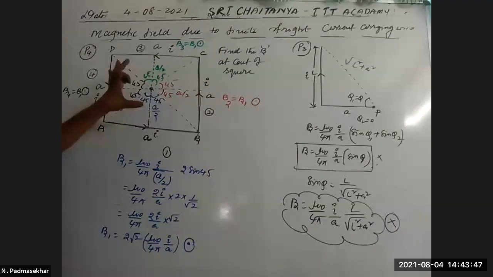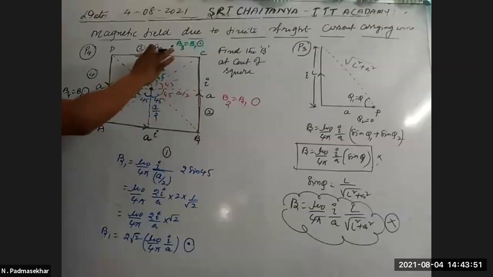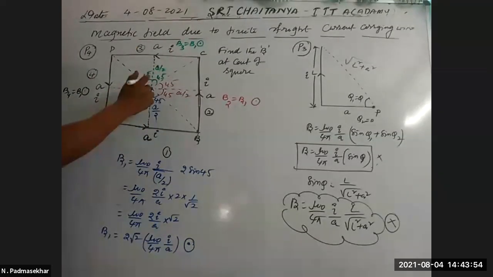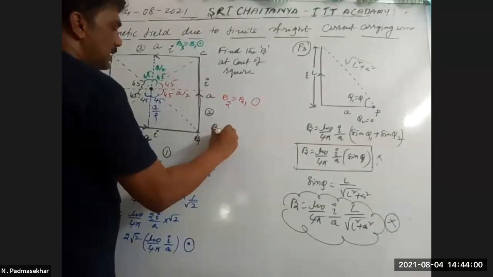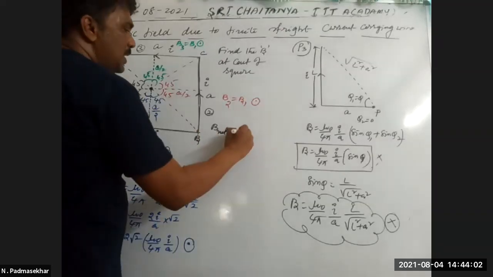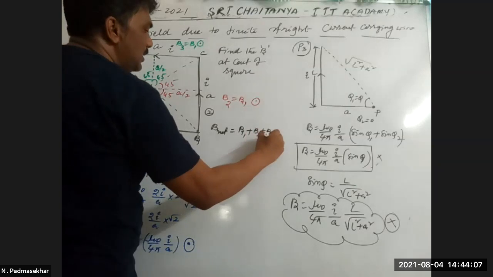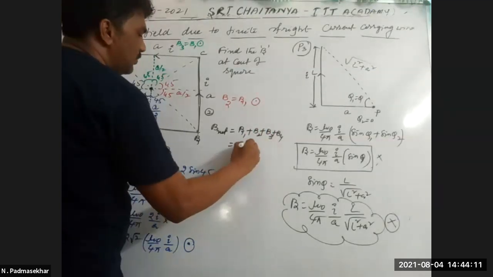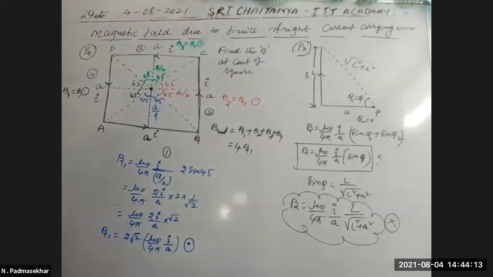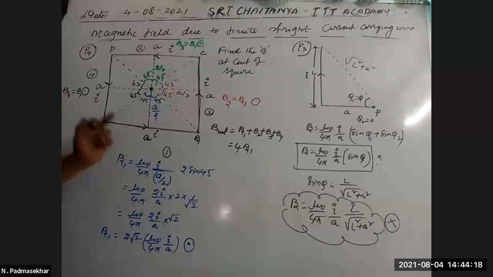So here I came to know that the magnetic field at this point due to this conductor, due to this conductor, due to this conductor, and due to this conductor, the direction is the same and the magnitude is the same. So the net magnetic field at the center is B1 plus B2 plus B3 plus B4. Same direction, so this is equal to 4B1, because B1 is equal to B2 is equal to B3 is equal to B4.